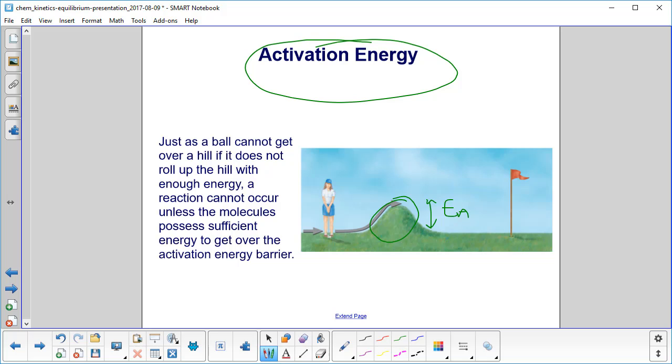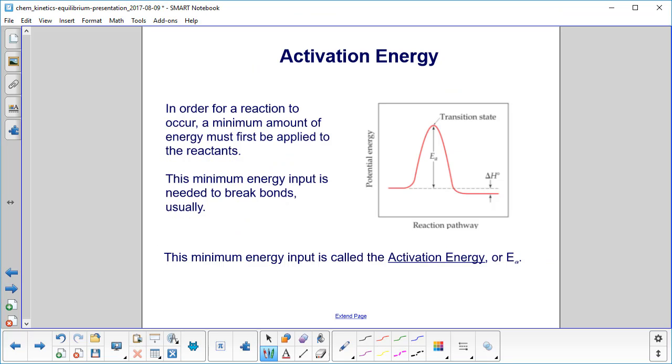Now, if this weren't here, the person could just strike the ball, it would go there, not a problem. But you have to get over that hump and then have it roll down over to here. So that's the activation energy. In order for a reaction to occur, a minimum amount of energy must first be applied to the reactants. The minimum energy input is usually needed to break the bonds.